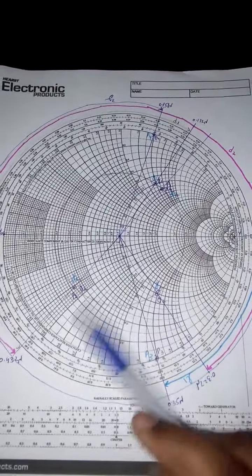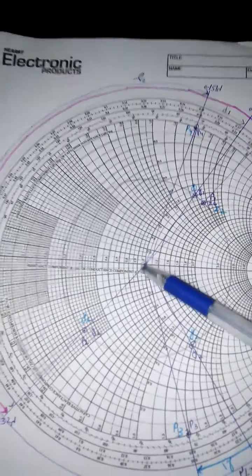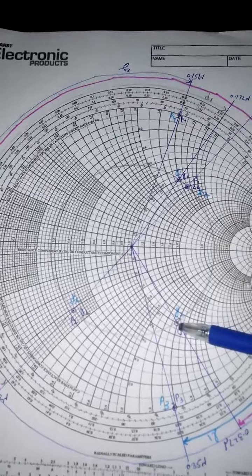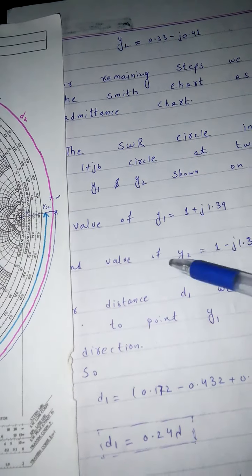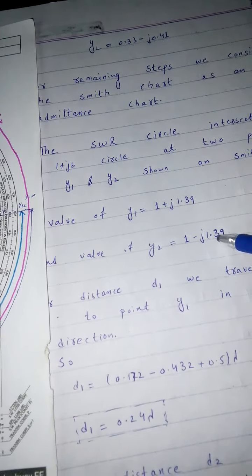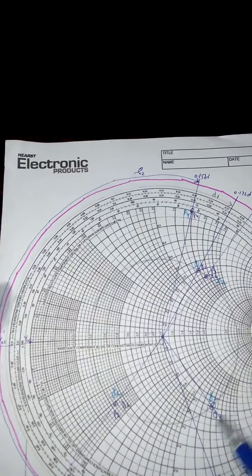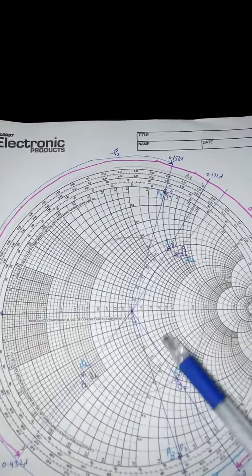As I have already told, our VSWR circle intersects the 1 plus jB circle at 2 points, here Y1 and Y2. We can also calculate Y1 and Y2. Y1 is calculated as 1 plus j1.39 and Y2 is 1 minus j1.39. This is the 1 plus jB circle. Now, distances D1, D2 and L1, L2 are the design requirements.